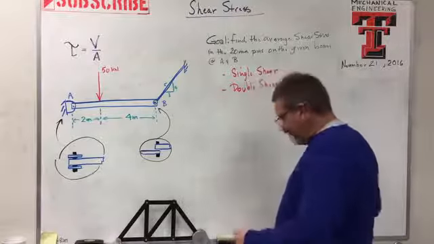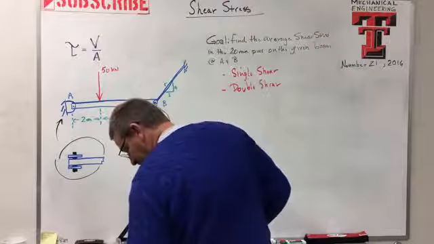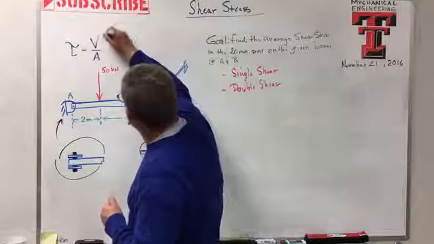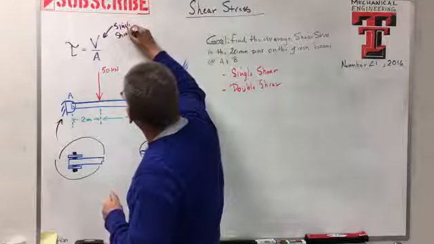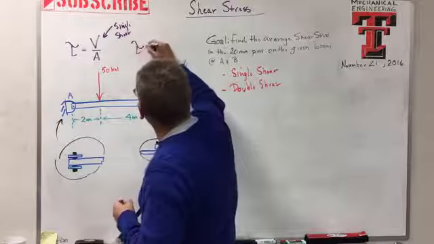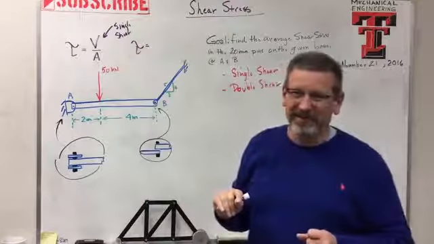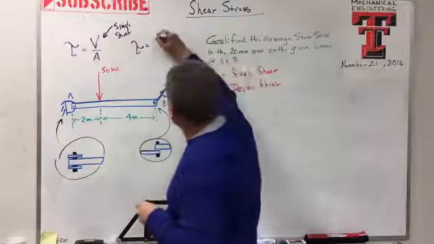Now, what's the difference? This is the equation for single shear. Well, how's double shear different? Well, think about it. The force is the same. What's different? I've got to shear through two cross-sectional areas. So it's simply this.